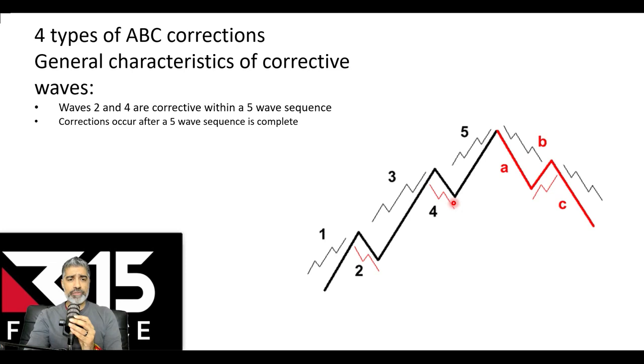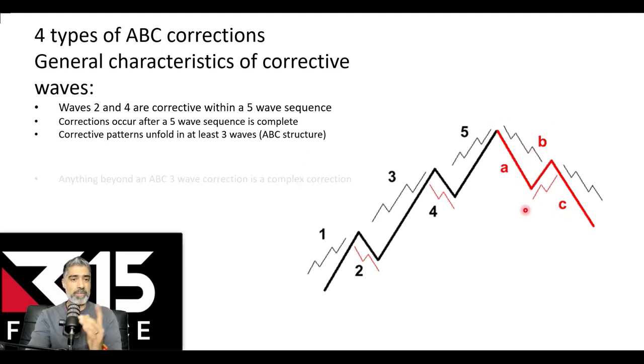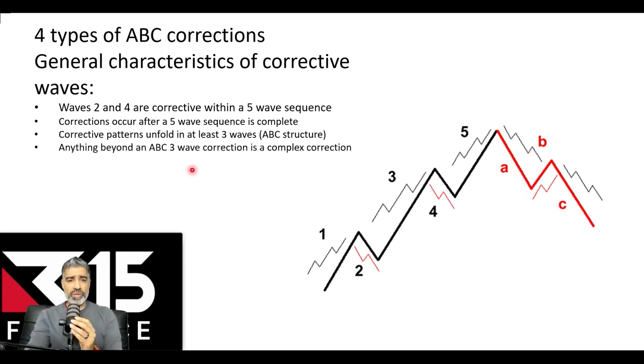Corrections occur after a 5-wave sequence. So now we've seen a 1, 2, 3, 4, 5. We normally should anticipate a 3-wave correction. Corrective patterns unfold in at least 3 waves. So sometimes there's more, something called a complex correction, but we should always anticipate a minimum of 3 waves. Anything beyond 3 waves is a complex correction.